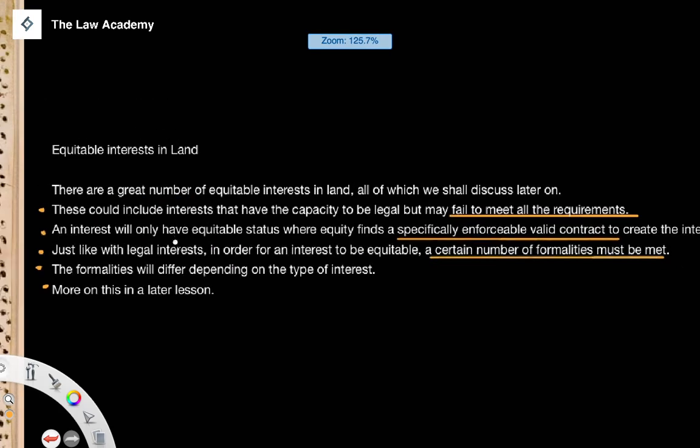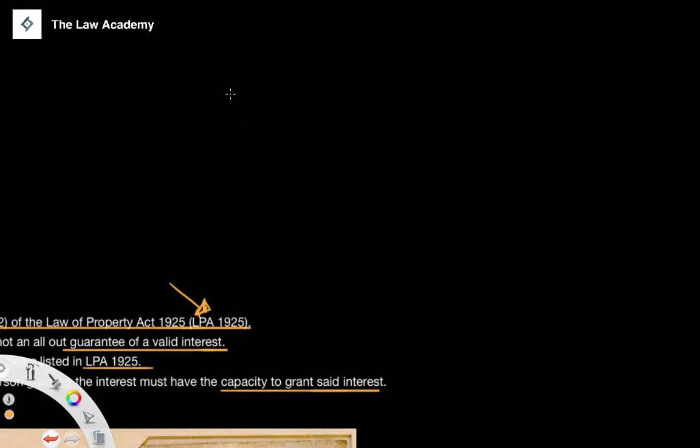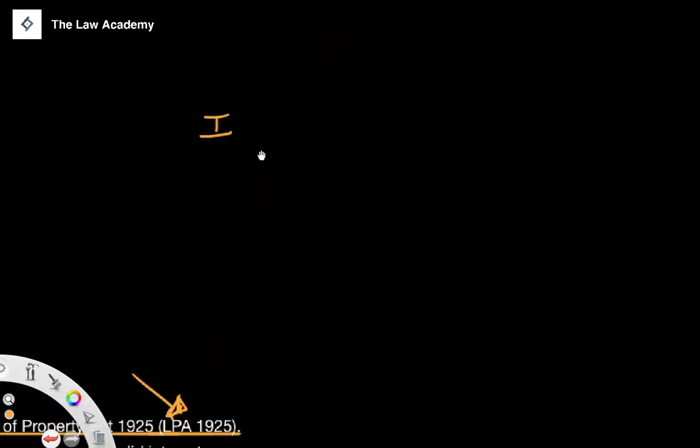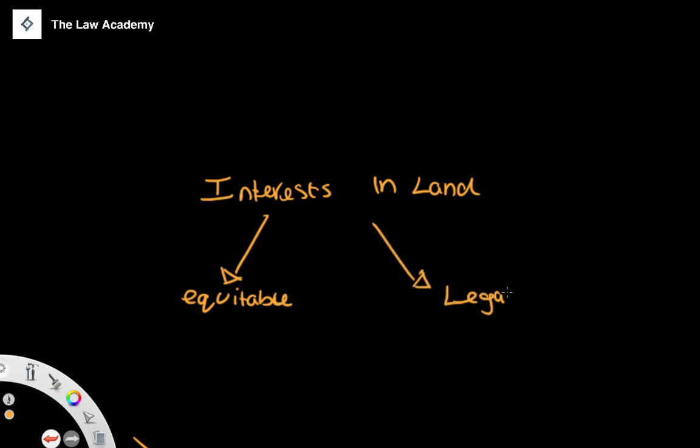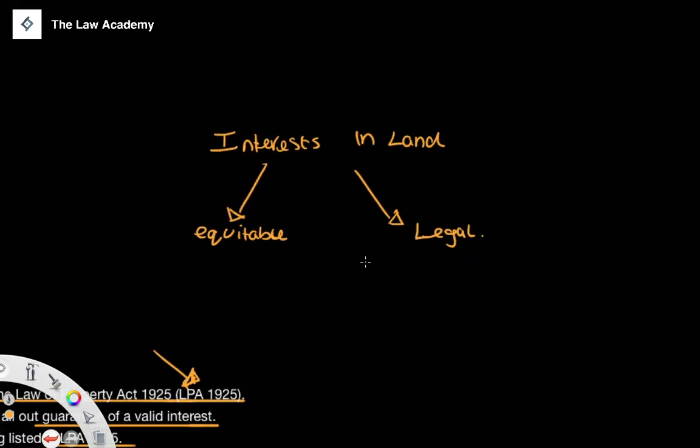So, as a very brief introduction, we must note that interests in land can be split into equitable and legal. And the requirements for one being an equitable interest and one being a legal interest will depend on the specific interest that we're talking about. And we will use lots of different examples as we go on, and we start to go into detail specifically on the Law of Property Act as well.